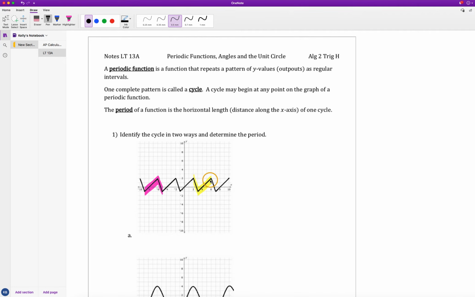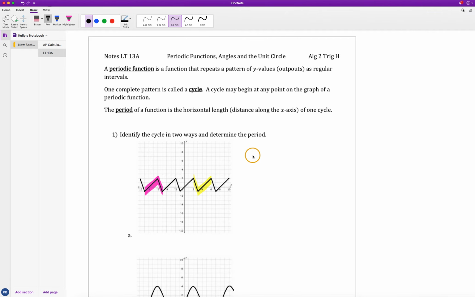It's just going to be a different version of this stamp. But regardless of which one I'm using, if I were to put down an infinite amount of them, I would have the entire periodic function. Each one of those is representing our cycle. So we have the pink way, and then we have the yellow way over here. The next thing they wanted us to find is, what is the period?